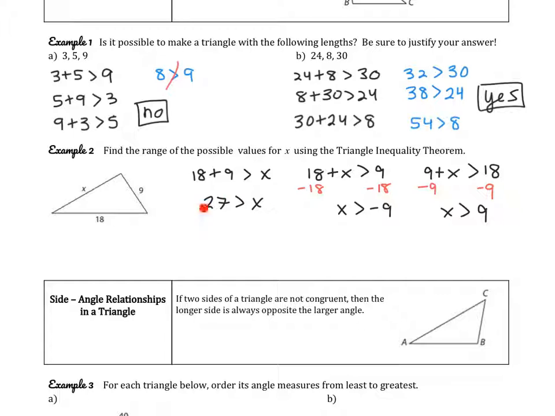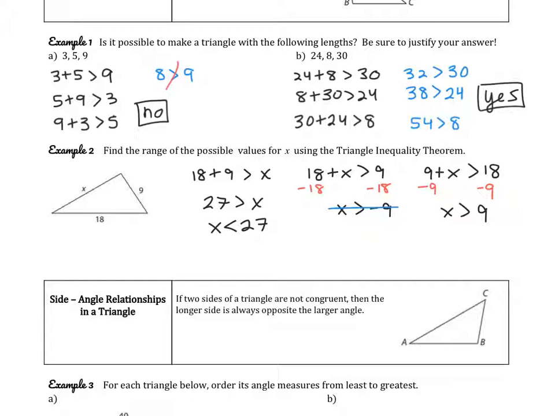So let's look at the information we know. I'm going to rewrite this in the opposite order. So notice I just simply flipped both sides and my inequality sign. For me, it's easier to read from left to right. So we know that x must be less than 27. x must be greater than negative 9.